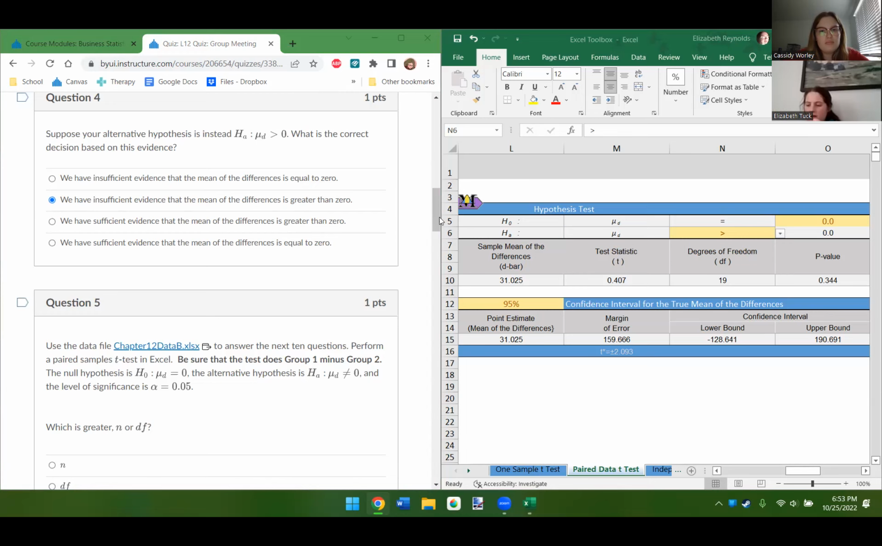Because I think what you would say is we have insufficient evidence, and then just look at the alternative hypothesis and look how it's written, for anything equal to 0, or not equal to 0, sorry.